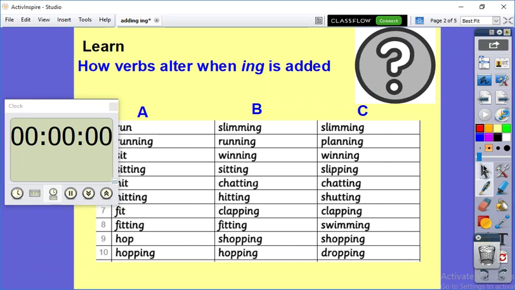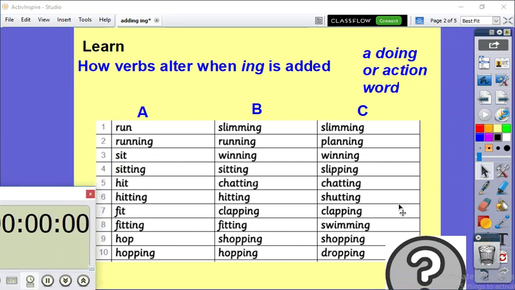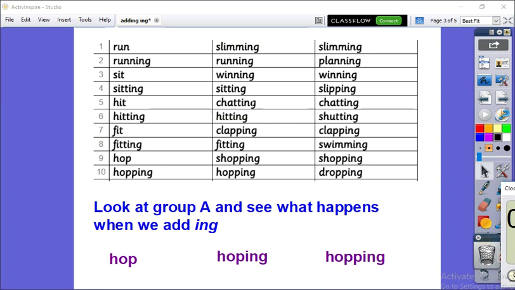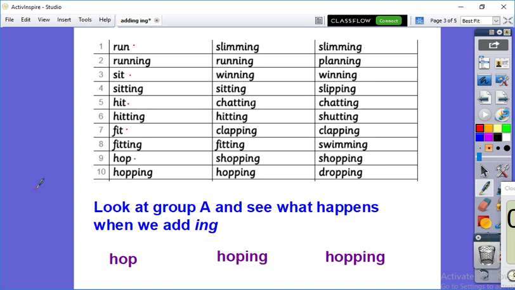Okay, here we go. Let's have a look at the answer. There we go. A verb is a doing or action word. So all of your spelling words today are verbs. Okay, again, here are your spelling words. Now, if you have a look at the words in group A, you will see the root words here. So run, sit, hit, fit and hop.